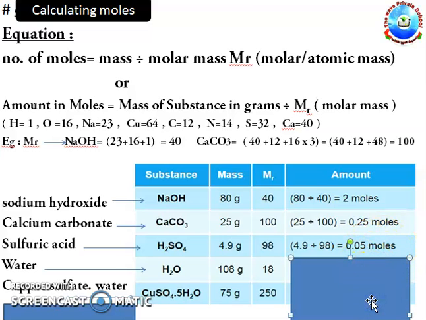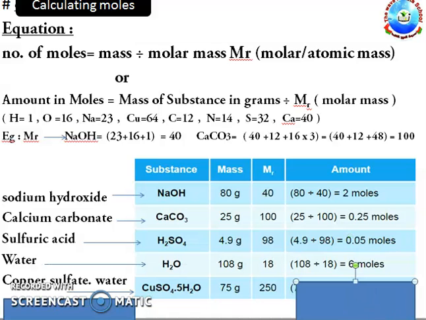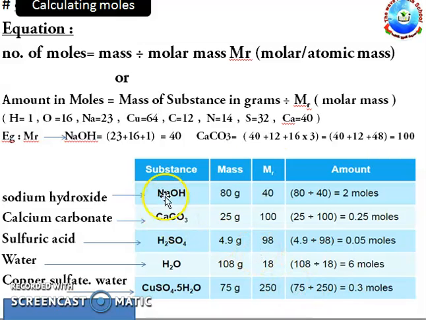Now do for water. 108 divided by 18. What will be your answer? Come on, do fast. 108 divided by 18, 6 moles. Yes, very good. Now last, 75 divided by 250. What will be the answer? Yes, 0.3 mole. So clear with this how to calculate the mole? The equation is mass divided by molar mass.